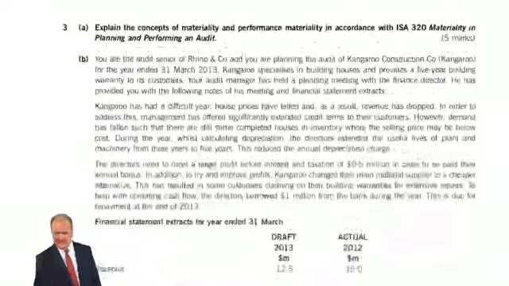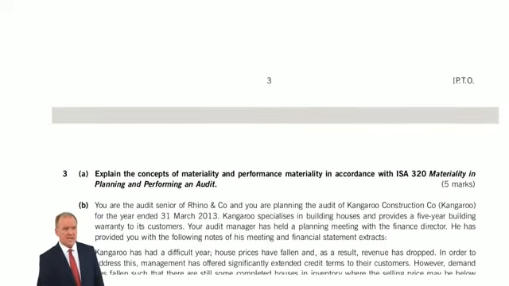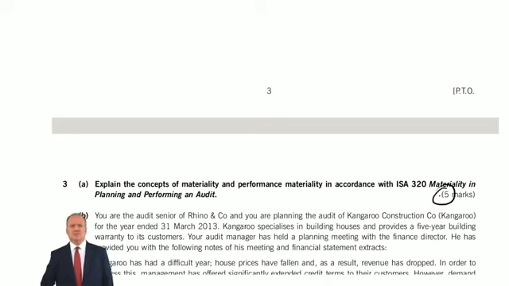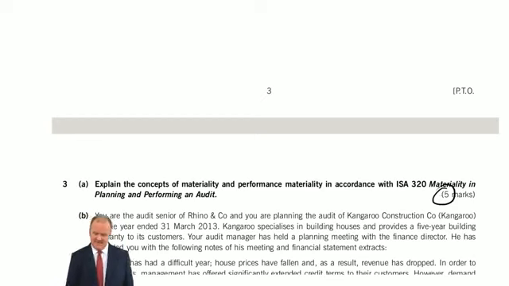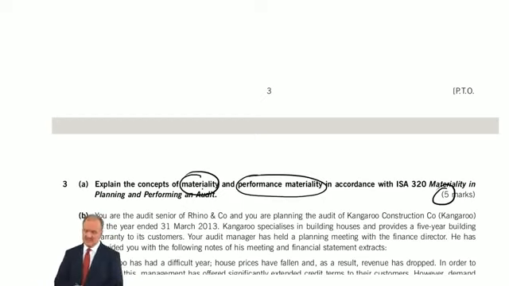There is also a technical part to this question, and I don't like ignoring anything when we're looking at past questions. And that technical part there, just above my head, in part A. For 5 marks, which normally means you're looking to make 5 points, says explain the concepts of materiality and performance materiality in accordance with ISA 320, which is the materiality audit standard. 5 marks available for explaining 2 things.